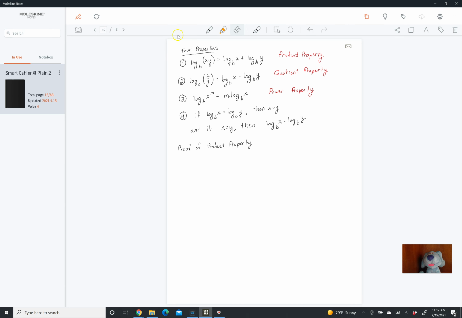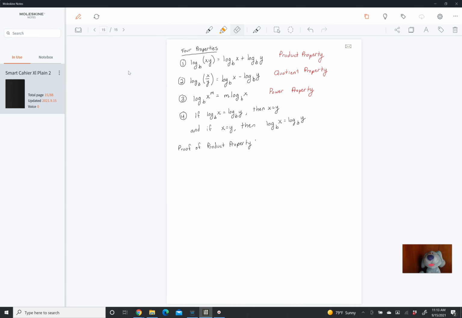And just before I do that, just some terminology, and I'll repeat this in the next video. Expanded form versus condensed form. So notice there's only one log on this side. That means that it's condensed. This is the condensed form. There are two logs on this side. That's the expanded form. So when we talk about applying properties, we're going to be talking about expanding logs and condensing logs. So in other words, starting over here and expanding it, or starting over on this side and condensing it. Okay. So proof of the product property.